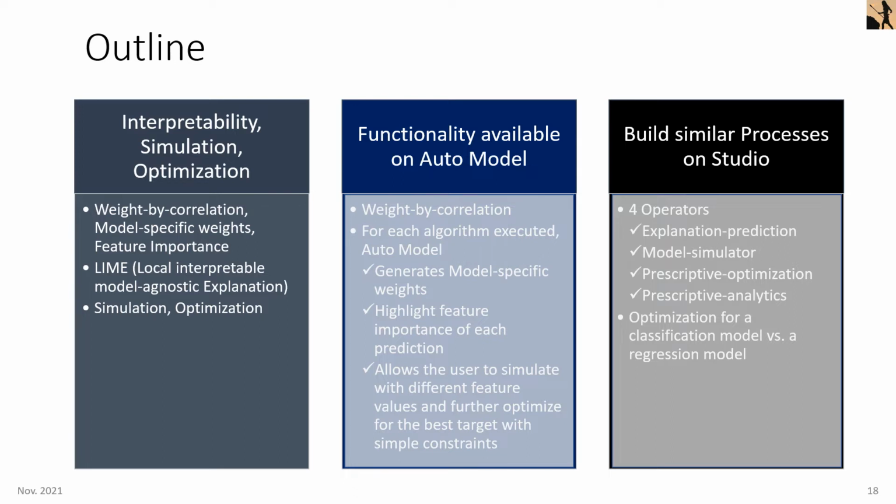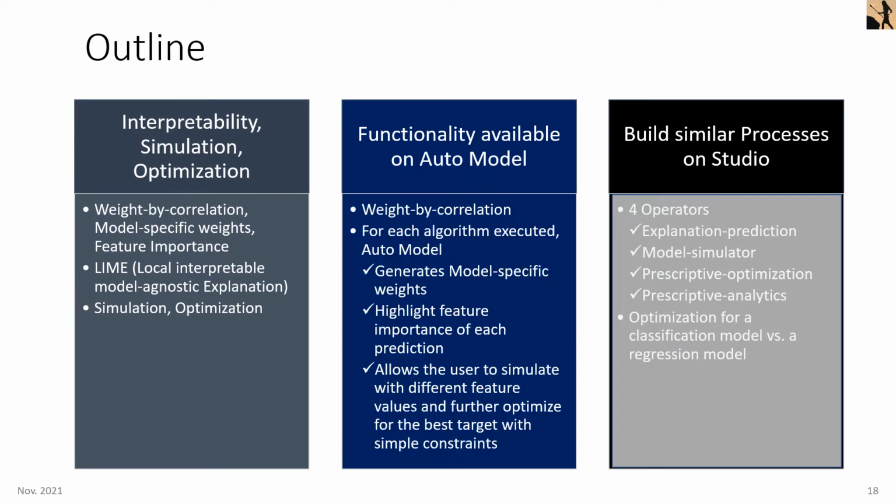Now, for this particular functionality altogether, we're doing two modes. One is in Auto Model, another one is in Studio. On the Auto Model, it is mainly this interactive process where we follow all these guidelines in the Auto Model, and we can check all the weight along the time. So you will see clearly the model-specific weight, and then with highlights of the feature importance of each prediction. And there we can do the simulation and doing the optimization, again following the instruction on the tool, right?